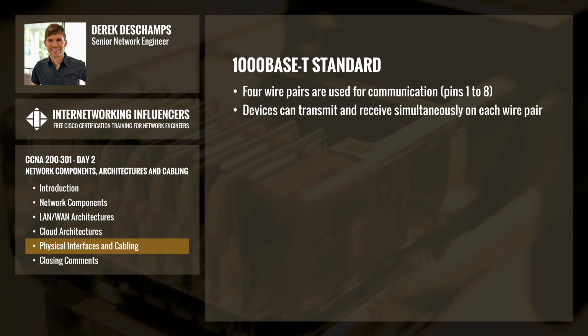With the 1000-base-T standard, all 4-wire pairs are used for communication. The 4-wire pairs are connected to pins 1 to 8 of the RJ45 connectors. With the 1000-base-T standard, devices can transmit and receive simultaneously on each wire pair.